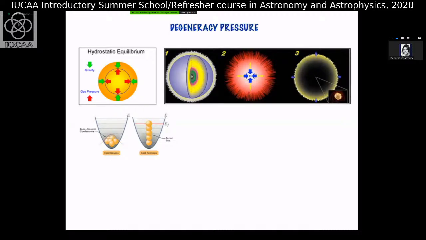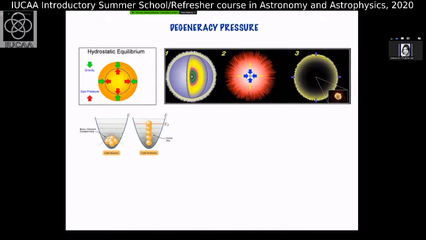I'm going to talk about this in more detail in the second lecture, but the basic idea is that in order to balance gravity, there has to be a certain pressure from the constituent particles. For the case of carbon and oxygen white dwarfs, this comes from electrons, because the carbon-oxygen white dwarf comprises mainly of nuclei embedded in a sea of electrons.